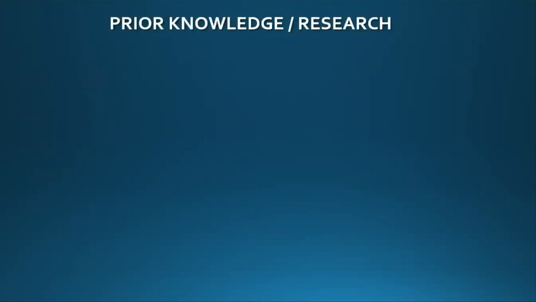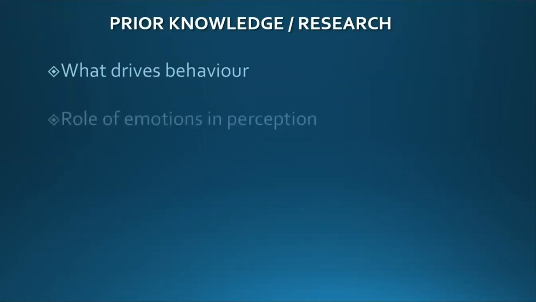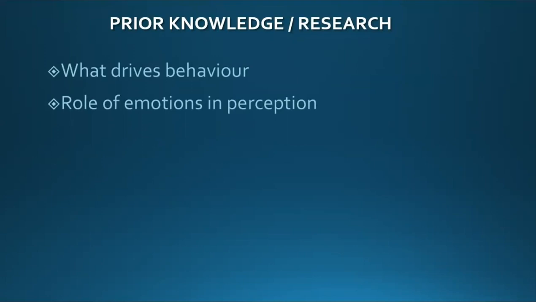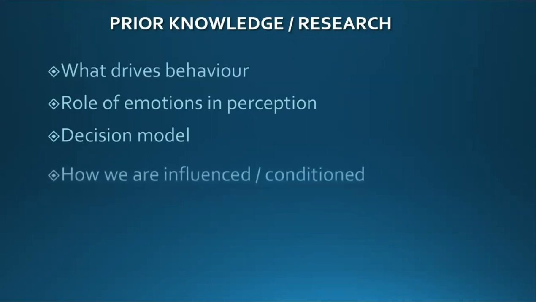So there is some prior knowledge that will be useful, but it's not essential for today. But there are just some of the things that you may want to look at. We've got a lot of videos on what determines what drives behavior. The role of emotions in perception is very, very important because so many of people's decisions and their behaviors are based on emotions. In fact, it's always the key to whatever we decide. There's a decision model, which explains how the manipulation via the behavioral sciences occurs.